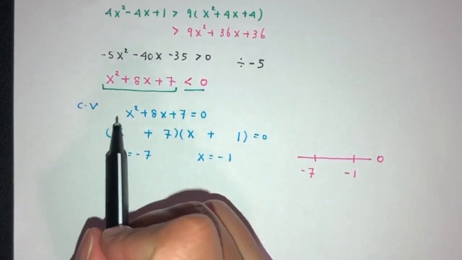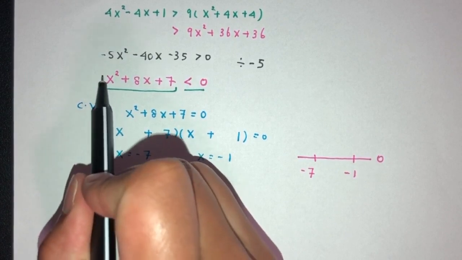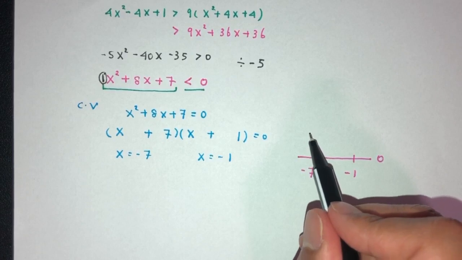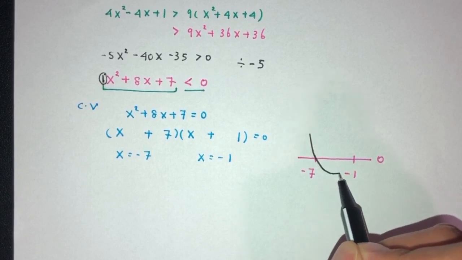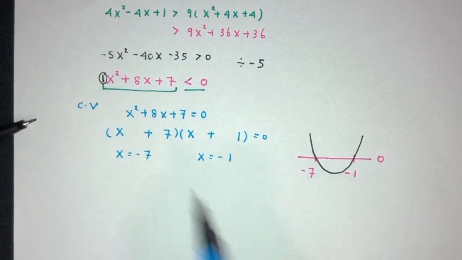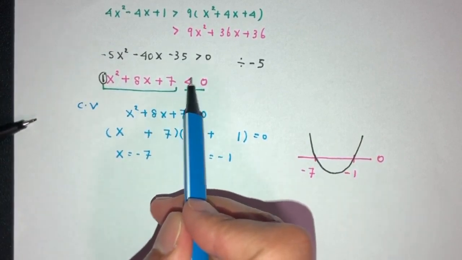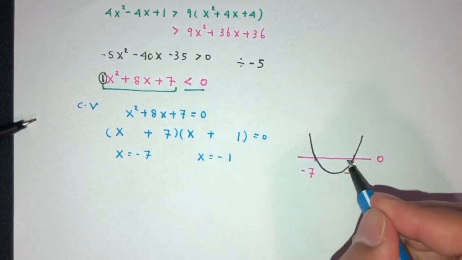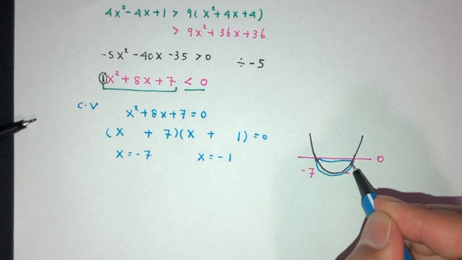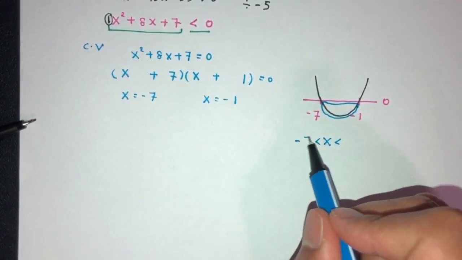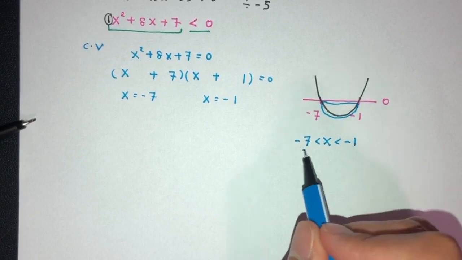Now, because here we have positive 1, it is positive. The shape of your curve will be a minimum shape. We have to know this. Something like this. Now, we care about it has to be less than 0, so less will be below 0, which will be right here. This curve will be below 0. And this happens only when x is between minus 7 and minus 1. And this is your answer for question number 7.